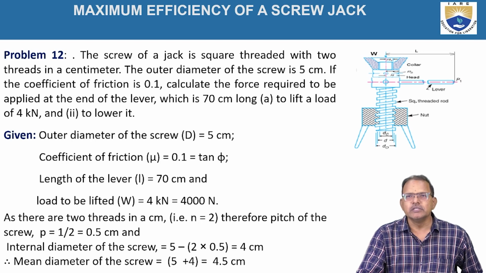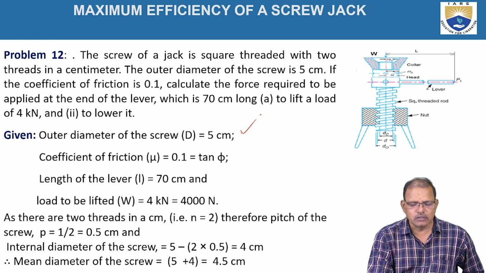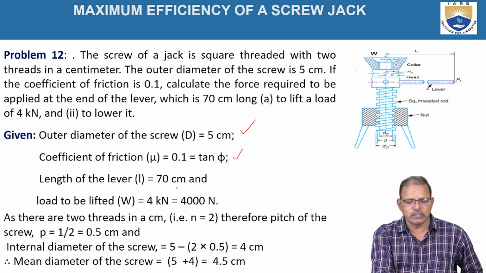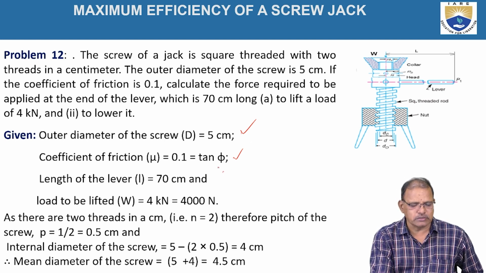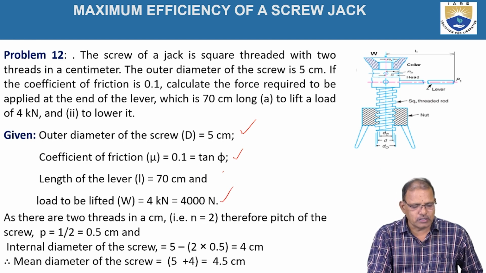The outer diameter of the screw is given as 5 centimeters. The coefficient of friction is mu = 0.1, which is equal to tan phi. The length of the lever is L = 70 centimeters. The load to be lifted is 4 kilonewtons, which is equal to 4000 newtons. There are 2 threads per centimeter, that is n = 2.